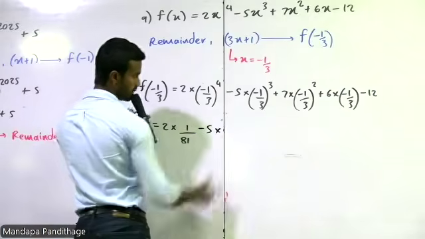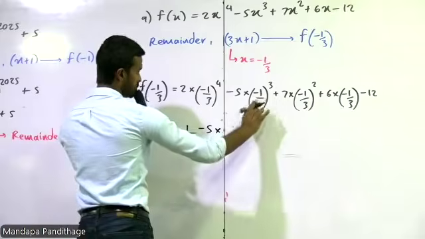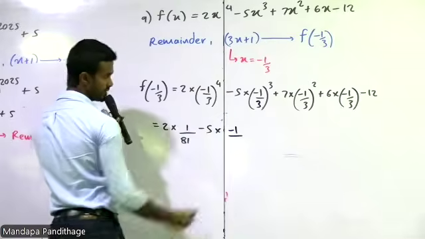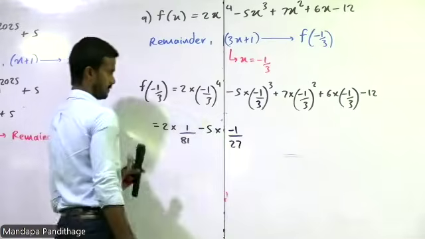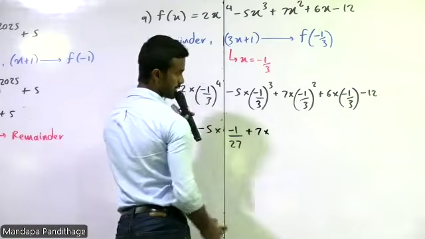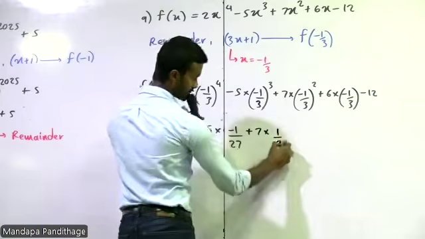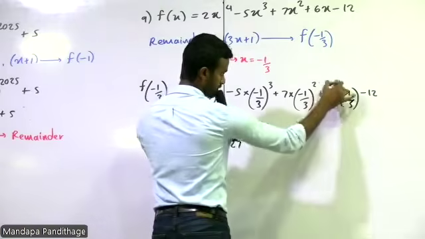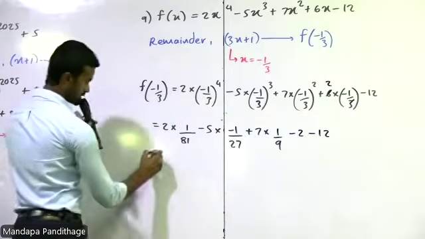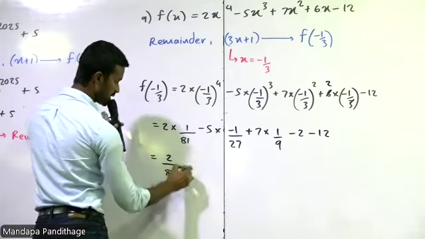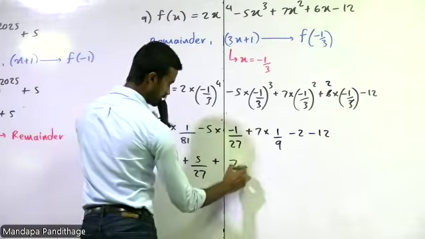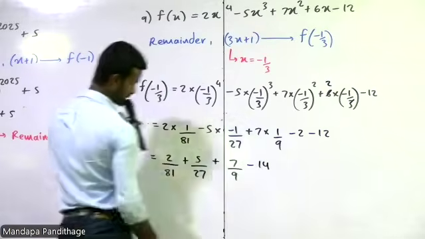Minus 5 into minus 1 cube. When you consider the cube of a minus, it's minus. Over 3 cube is 3, 9, 27. Clear? Plus 7 into minus 1 over 3 squared is 1 over 9. These two cancel off. 2 into minus 1 is minus 2 and minus 12. So it's 2 over 81 plus 5 over 27 plus 7 over 9 minus 14.